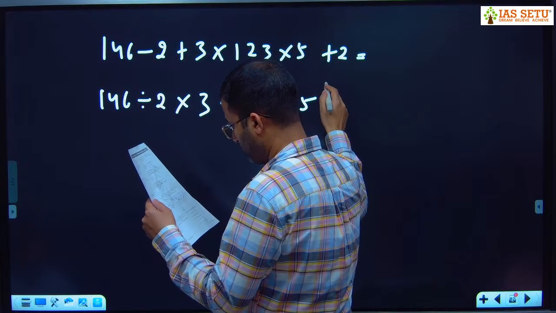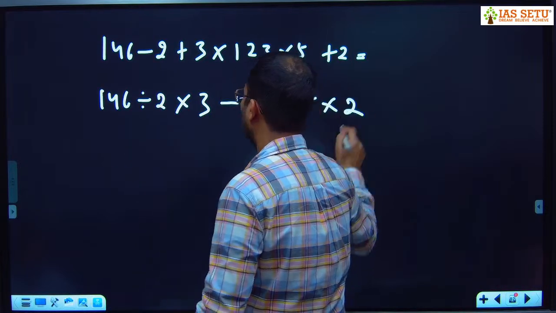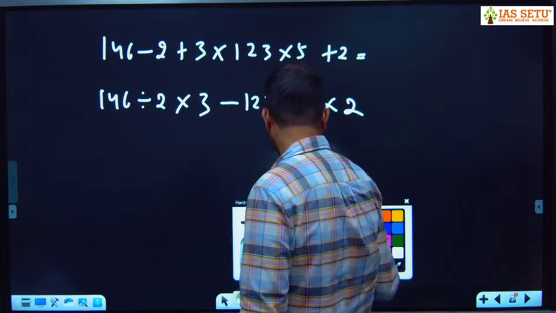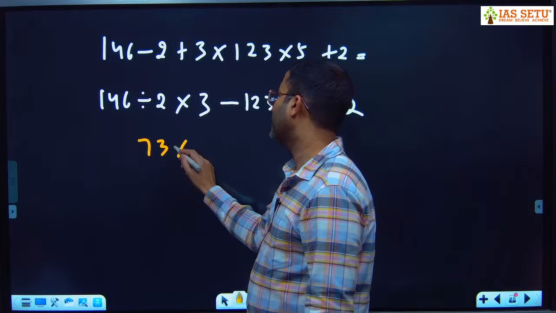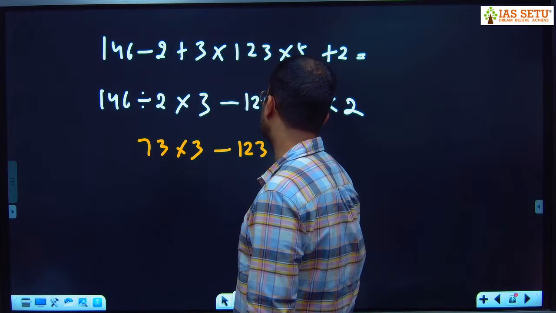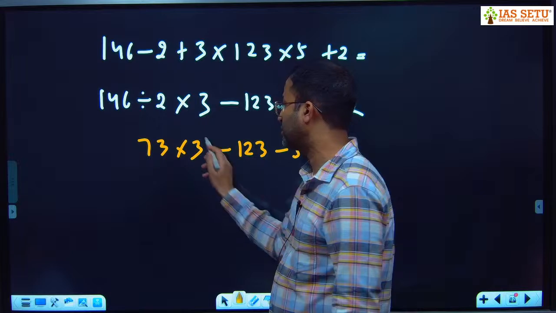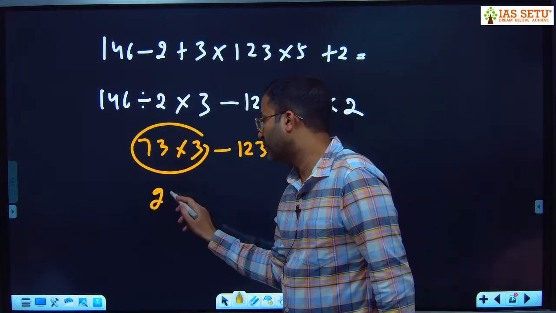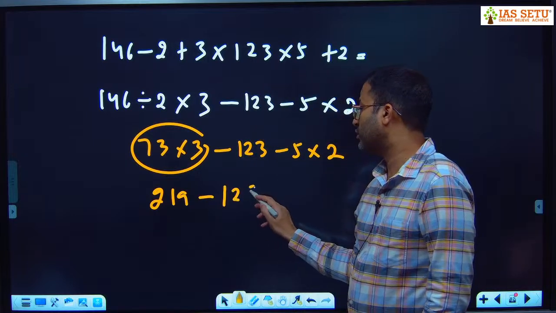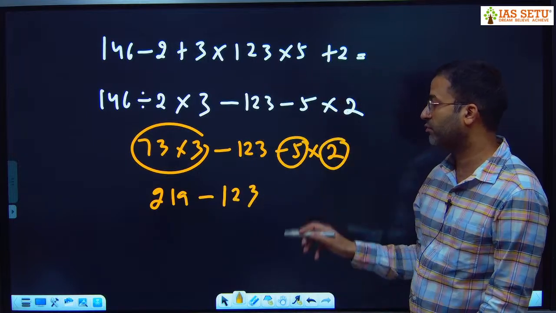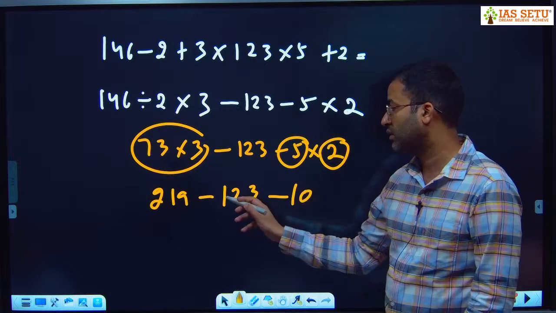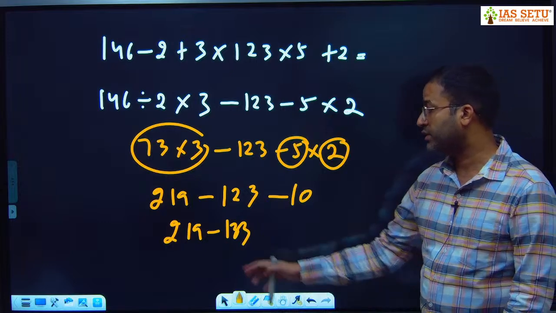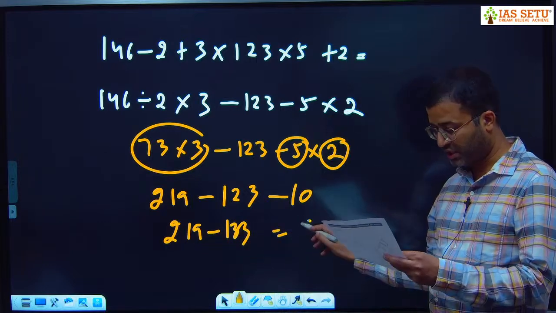प्लस मीन्स मल्टीप्लीकेशन। बोर्ड मास क्या कहता है, पहले डिवीजन। What is 146 divided by 2, 73 into 3 minus 123 minus 5 into 2, then multiplication, positive multiply with positive, so it is coming 219 minus 123 negative integer multiply with positive integer negative minus 10, so 219 minus 133, what is 219 minus 123, 86.